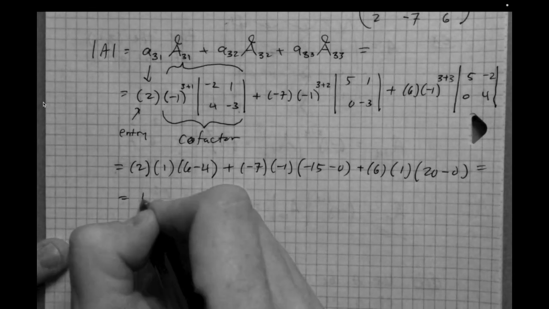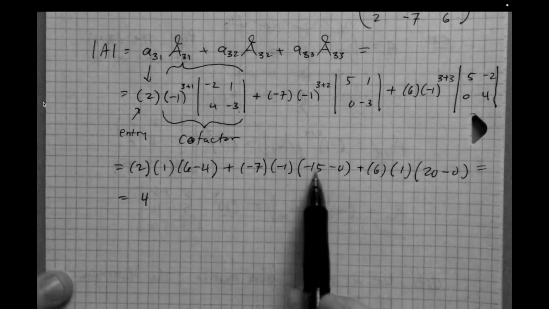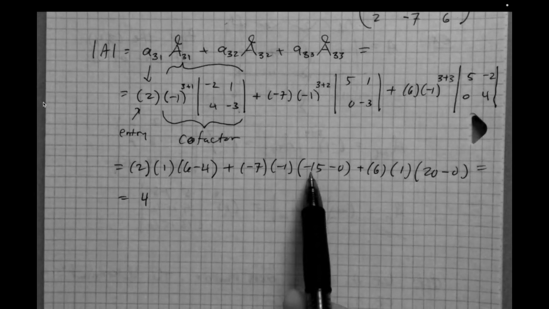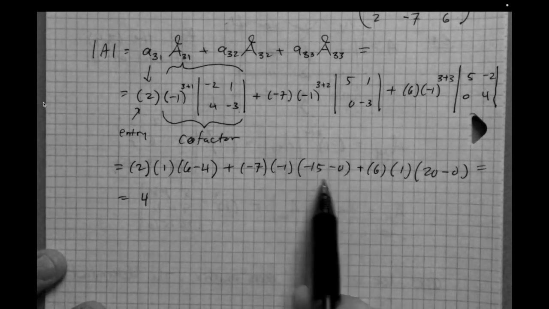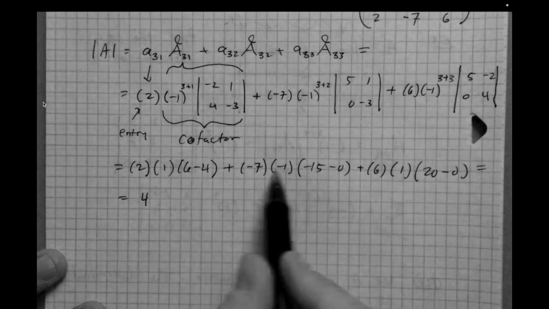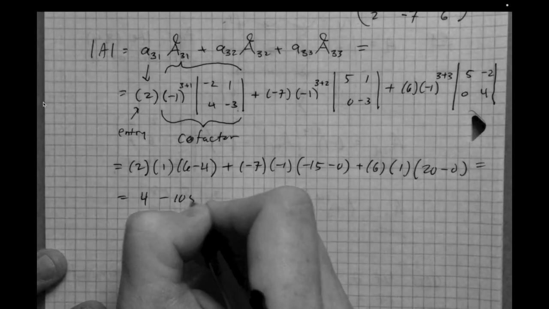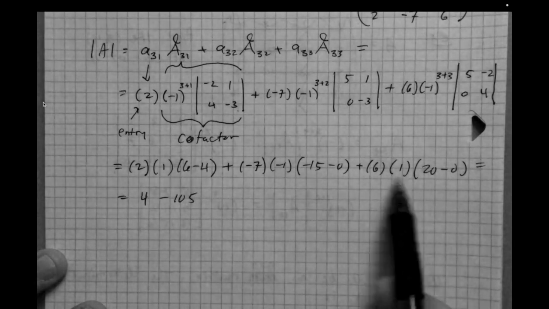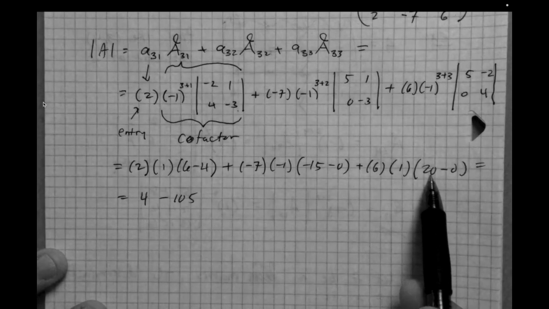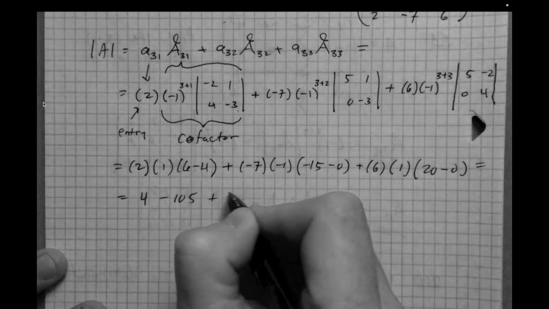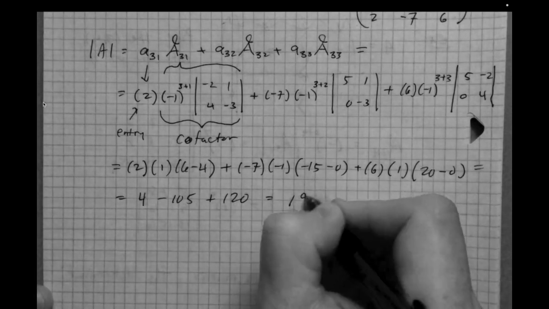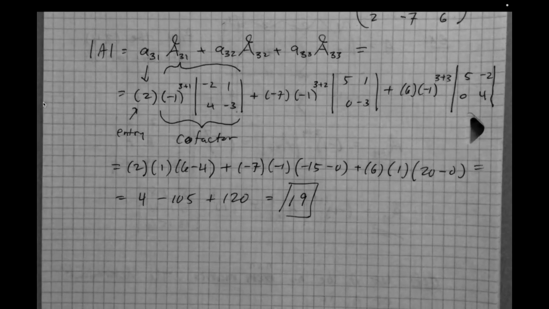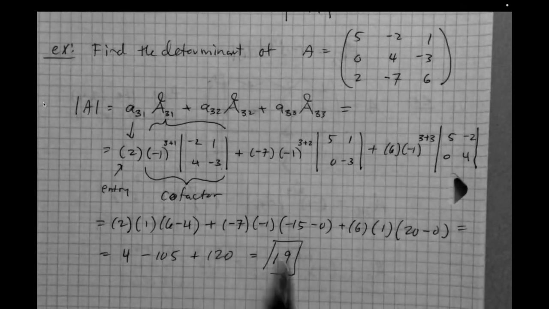So this would be a 4, and then here, -7 times 15, that's going to be 105, yep. 7 times 5 is 35, plus 70 is 105, yep. So that'll be a -105. And then over here, 6 times 20 is 120, so plus 120. And so that means I've got 15 plus 4 is 19. Okay, so the determinant of this matrix is 19.